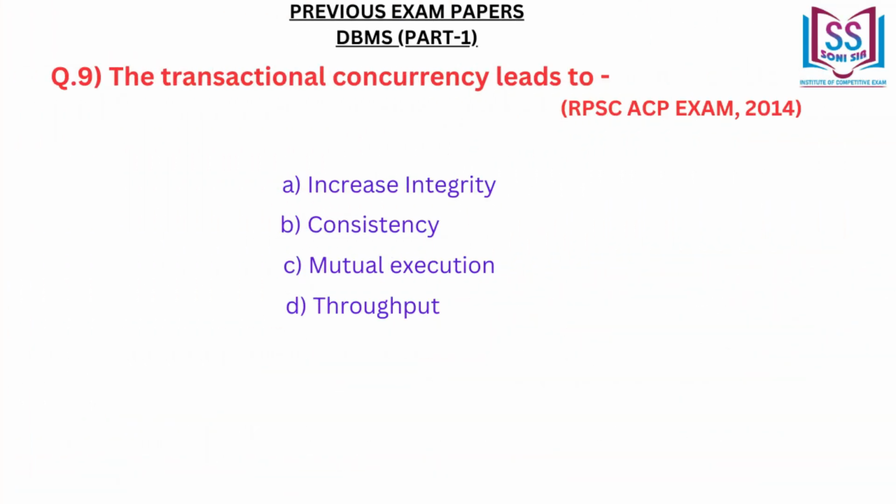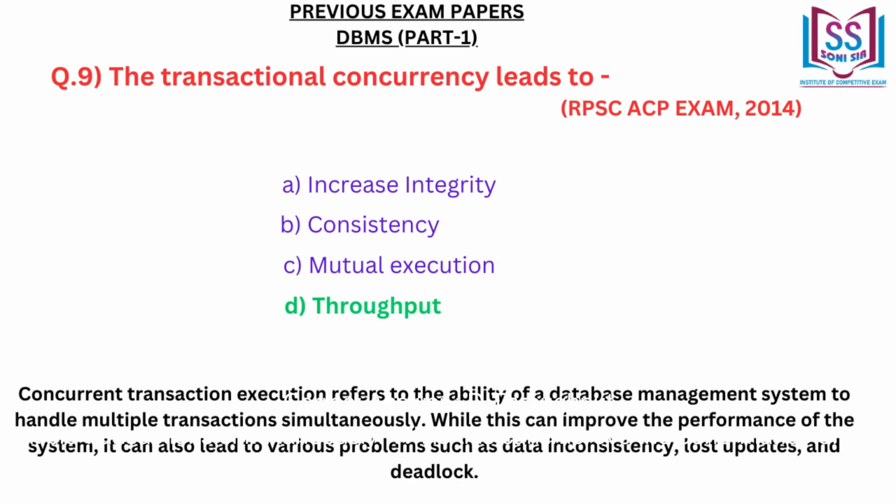The transactional concurrency leads to: A. Increase integrity, B. Consistency, C. Mutual execution, D. Throughput. Correct answer D. Throughput. Concurrent transaction execution refers to the ability of a database management system to handle multiple transactions simultaneously. While this can improve the performance of the system, it can also lead to various problems such as data inconsistency, lost updates, and deadlock.